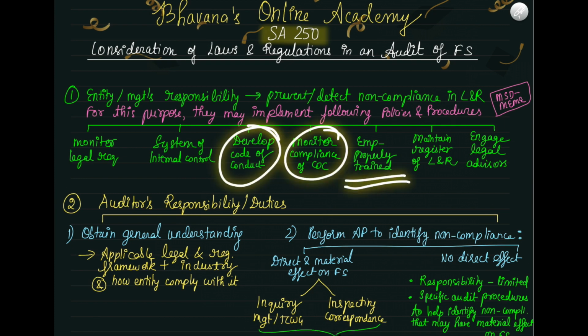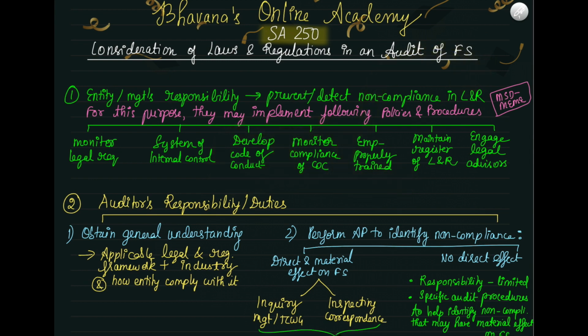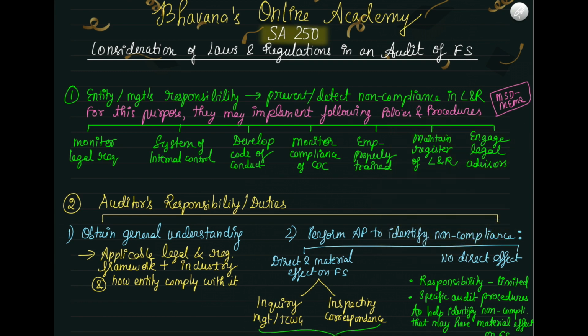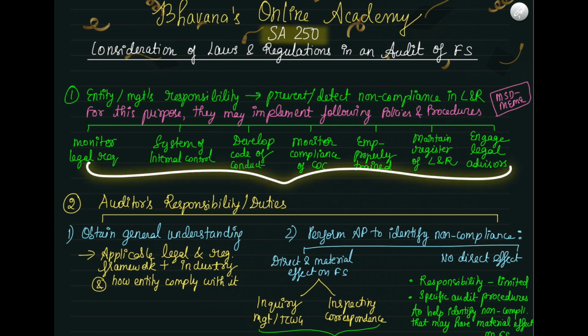Next is you have to train your employees properly so that they know when and how they have to comply with these laws and regulations. Then they are saying you can also maintain a register, like means they are saying you can maintain a book where all the laws and regulations are given and all the due dates are given and all of that. And finally you have to engage any legal advisors if you want, on how we can do better at this area or how we can comply better at this area. So all these things you have to remember.